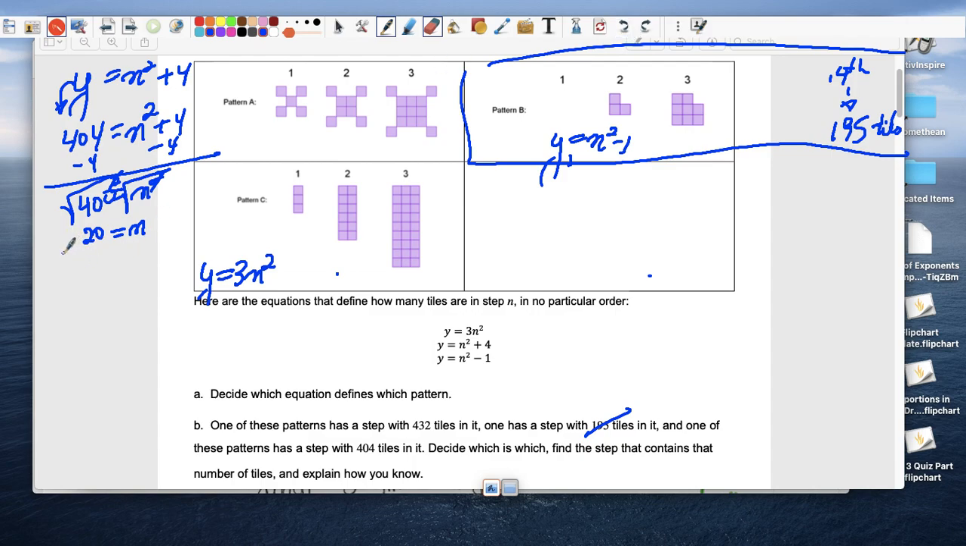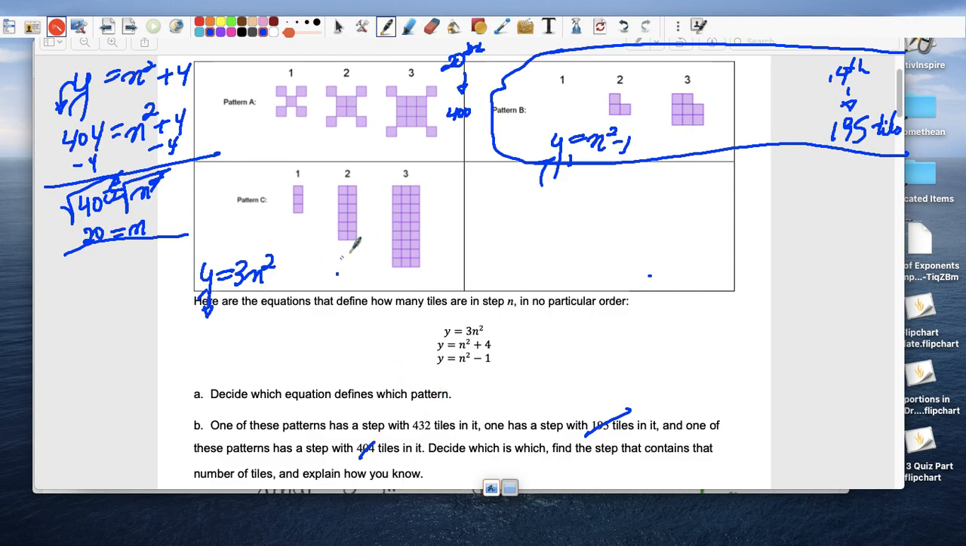So that actually works. So this is saying that in pattern A, the 20th term, if you were to continue this pattern, you would have 400 tiles. Okay, so obviously that one is gone. So this last one, 3n squared, is 432. So let's just see if it works.